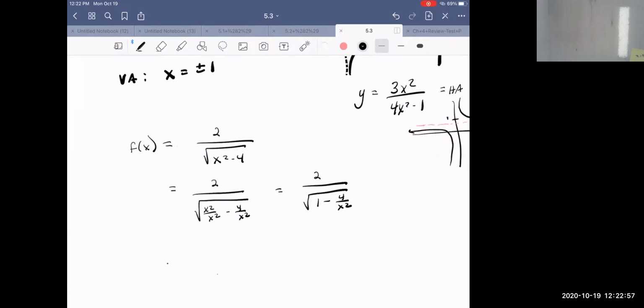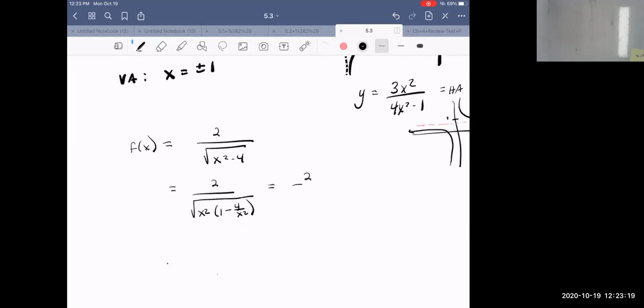Actually, I don't know if I want to do it that way. A lot of times I'll factor out. Okay, so let me show it to you this way. I'm doing essentially the same thing, but I'm going to factor out x squared. So I'm going to write this as x squared times 1 minus 4 over x squared. Is that okay? Yeah. All right.